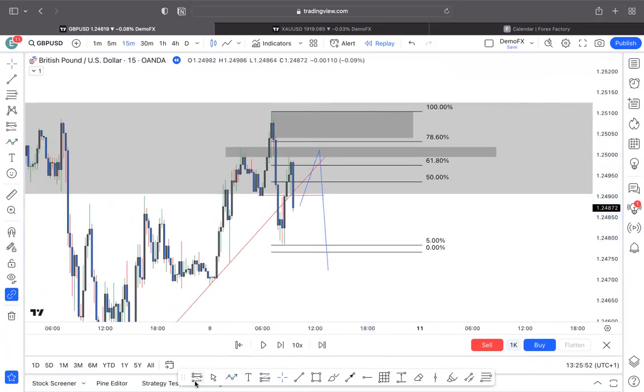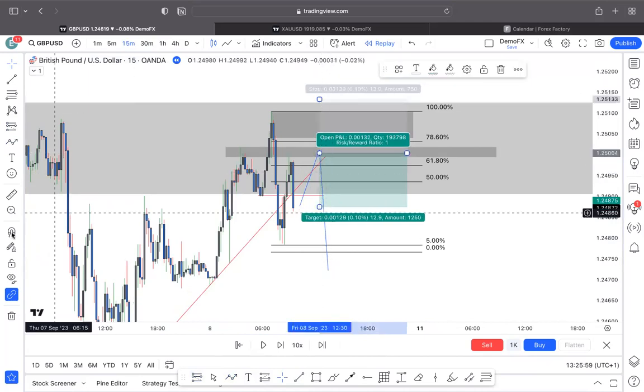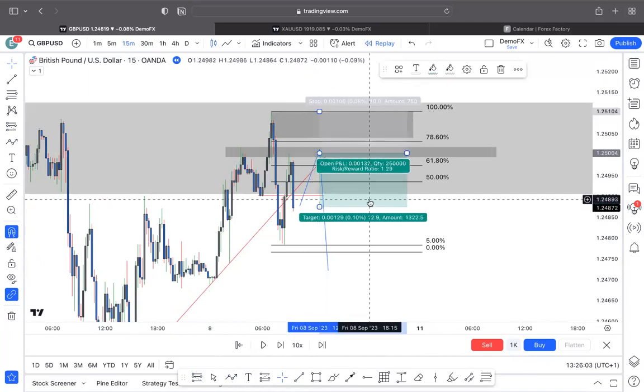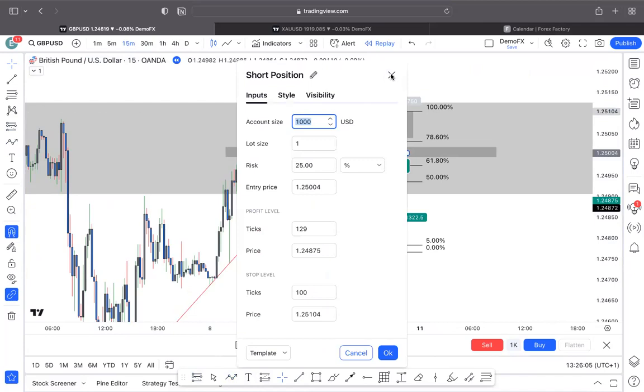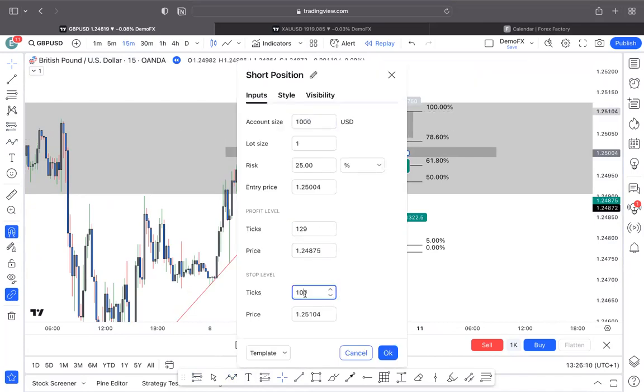So I had a sell limit on GBP at this level here. It was exactly that level. And my stop loss is always 4 pips above this high. So exactly, I think it was, yeah, I had a 14 pip stop loss. That was my stop loss.